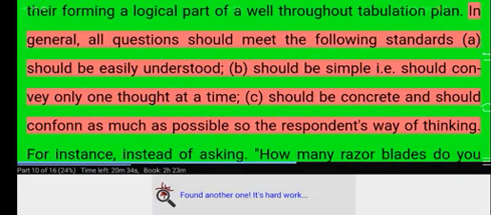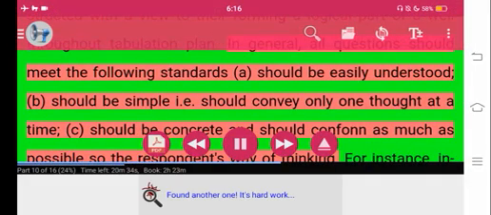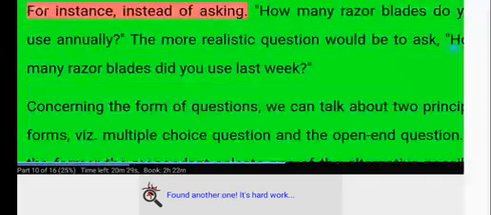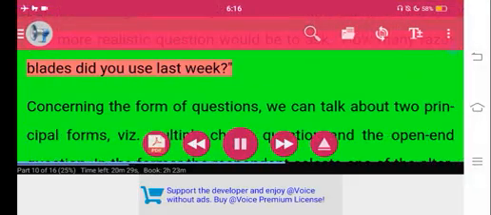Should be easily understood. B. Should be simple, i.e. should convey only one thought at a time. C. Should be concrete and should conform as much as possible to the respondent's way of thinking. For instance, instead of asking, "How many razor blades do you use annually?" the more realistic question would be to ask, "How many razor blades did you use last week?"